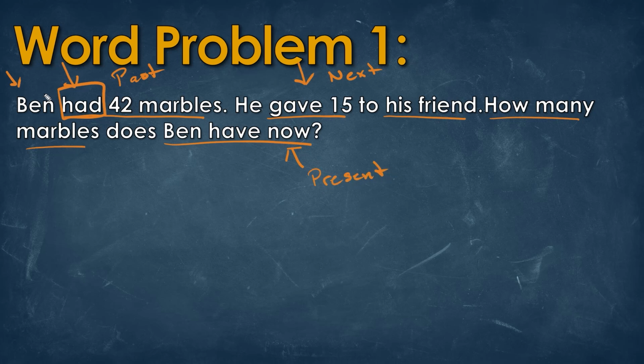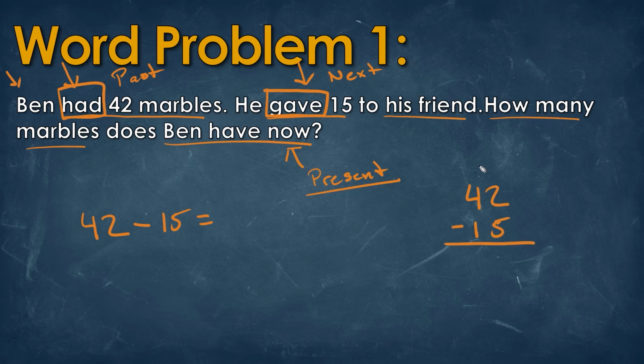So knowing that Ben had 42 marbles originally, we see that he gave 15 to his friend. So that word "gave" is going to also mean loss, meaning that we are going to subtract. So we're going to subtract 42 minus 15. And then that last sentence says, what does he have now in the present? So meaning that we're going to solve this out. So we have 42 minus 15.